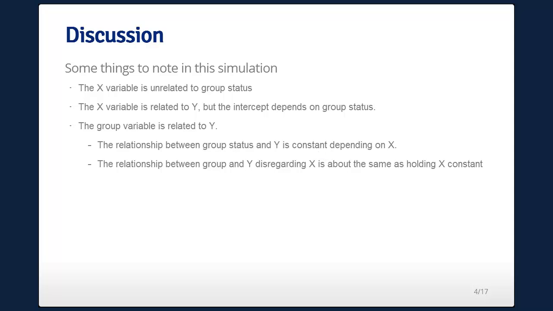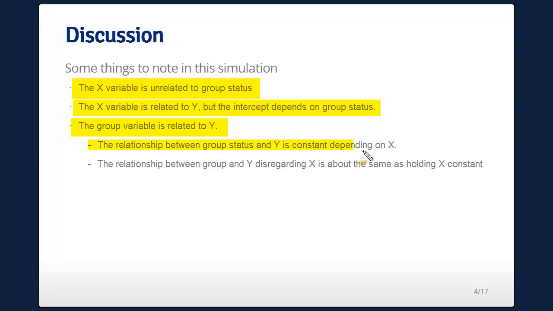So some things to note about this simulation. The x variable is unrelated to group status. It's uncorrelated with group status, right? It was just a bunch of uniform numbers. The x variable is related to y, and the intercept depends on group status, right? We had two separate lines. And then, of course, in this case, the group variable is related to y, and we have a meaningful treatment effect. The group effect on y is constant depending on x. That means the two lines are parallel.